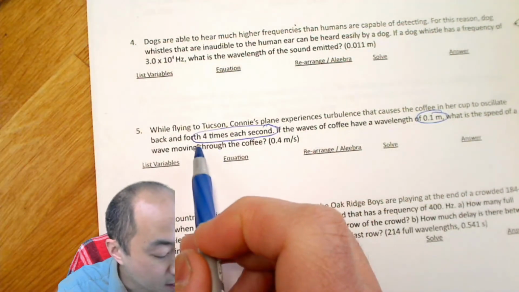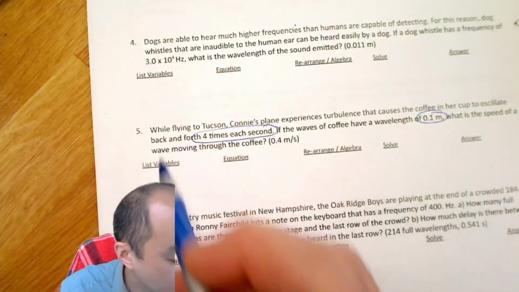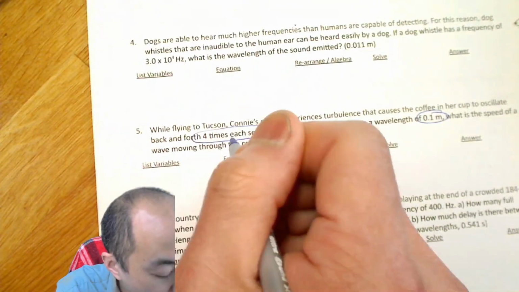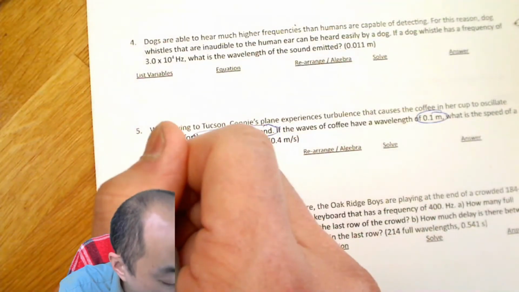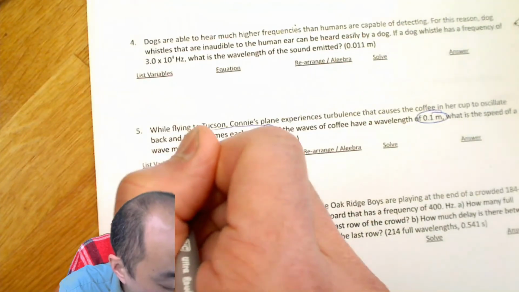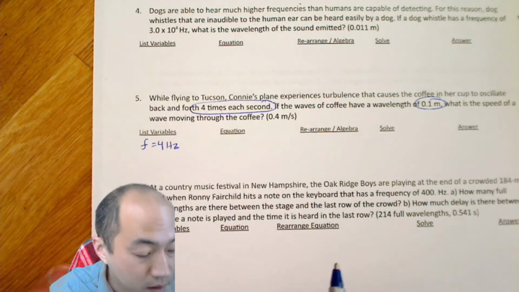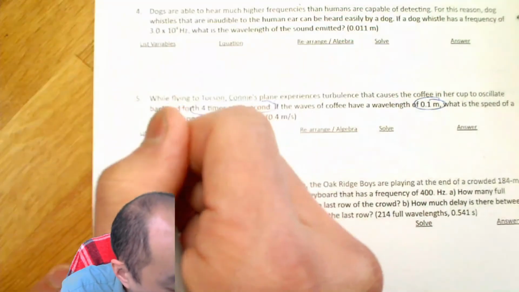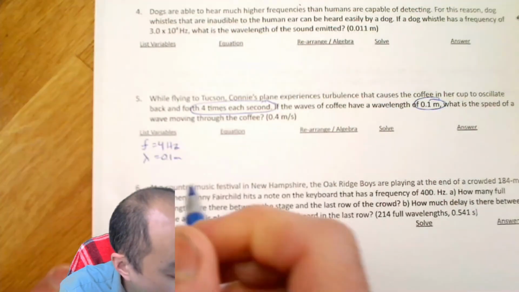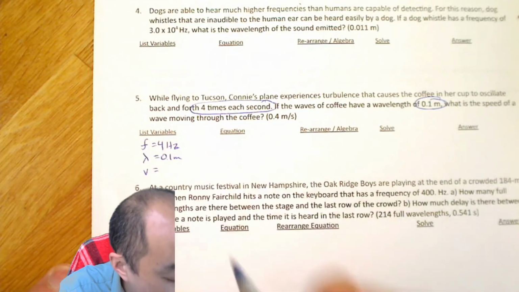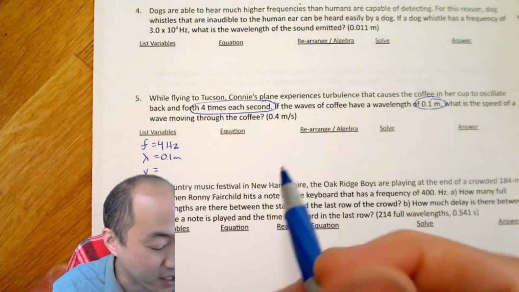So it says that it's going back and forth 4 times each second. So each second, this tells me what the frequency is. So this is cycles per second, so 4 times per second. So we know that f is equal to 4 hertz. We know that the wavelength, lambda, is equal to 0.1 meters. And we want to know how fast is the wave moving, right? So how fast is that wave actually moving across the coffee cup?